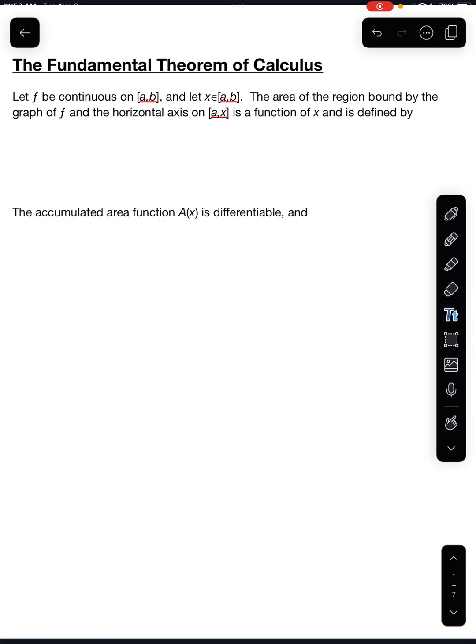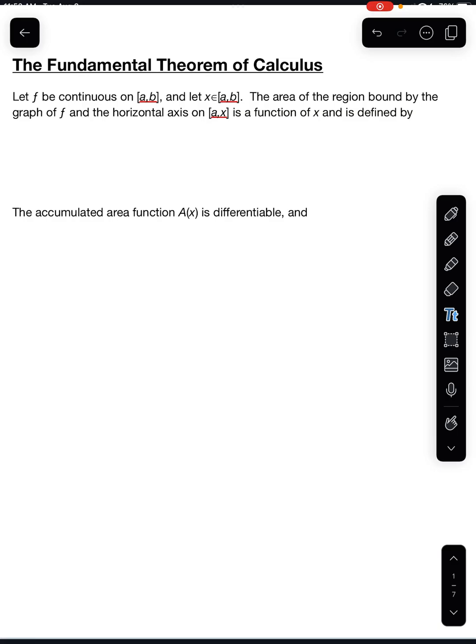So first, we're going to start with the idea that, as usual with integration, we need a function that is continuous. So we have f is continuous on an interval from a to b, and then we have some value x within the interval, somewhere between a and b, including a and b itself. So we have a function continuous on an interval, and somewhere in the middle of the interval we have another x value floating around.